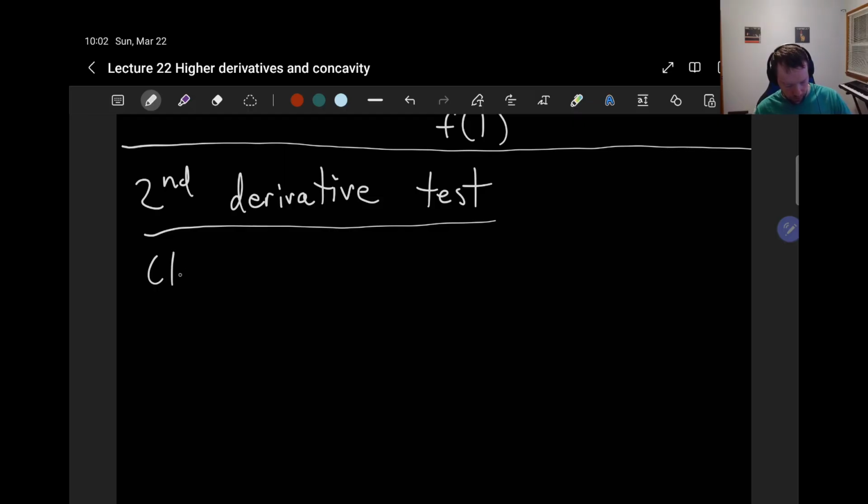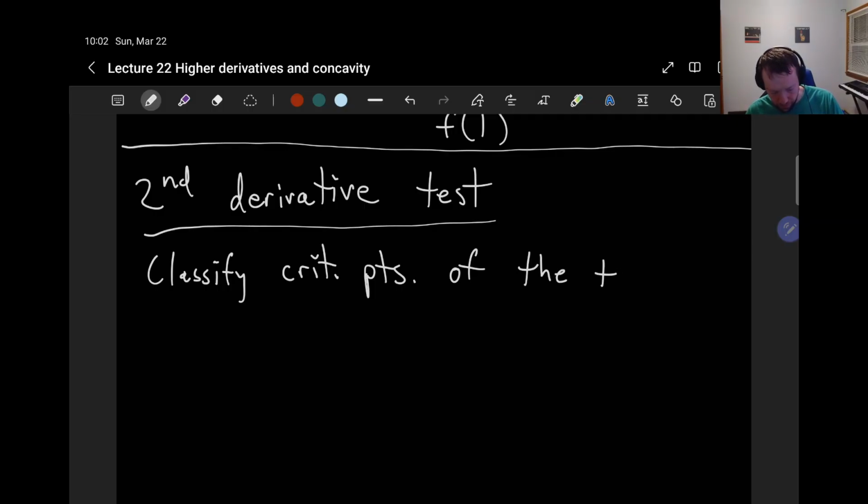We're trying to classify critical points. So you have a critical point on your function, and the second derivative test will tell you, is this a local maximum or a local minimum? Potentially. You'll see that there are some caveats here. So first thing is that it's critical points of a specific type, the most common type, where the derivative is 0.